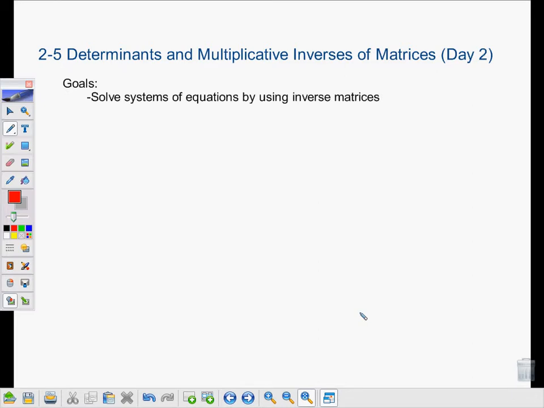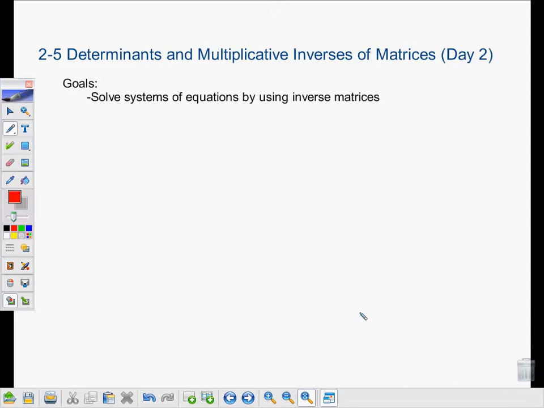Welcome to section 2-5 from the 254, Determinants and Multiplicative Inverses of Matrices, day 2. If you haven't watched video 1, it might be a good idea to do it because we will draw upon base knowledge from day 1. In day 1, we learned how to find the determinant, and then from that we learned how to find the inverse of a matrix. Today we will be using the inverse of a matrix in order to solve systems of equations eventually. That's our end game.